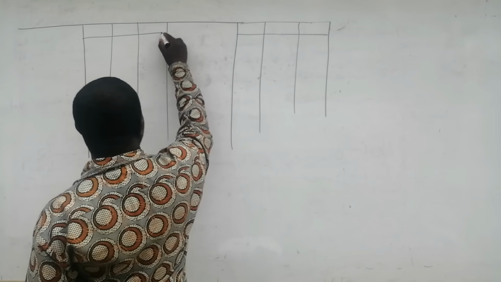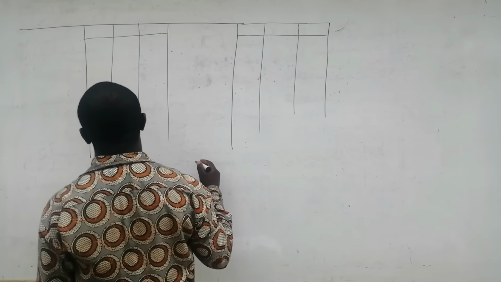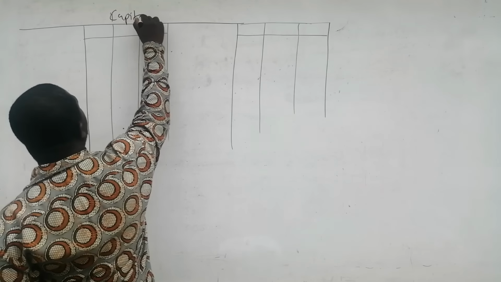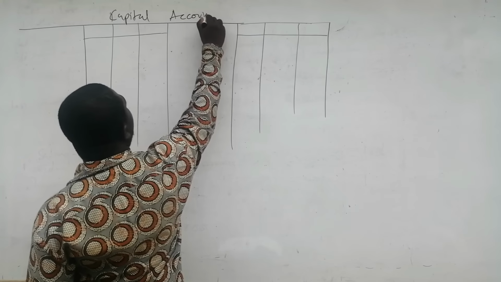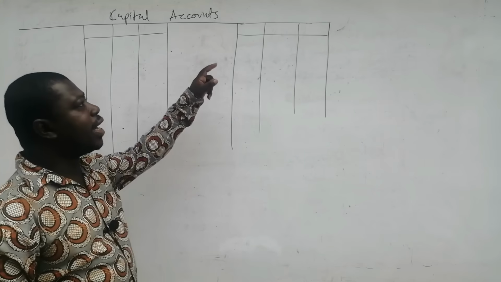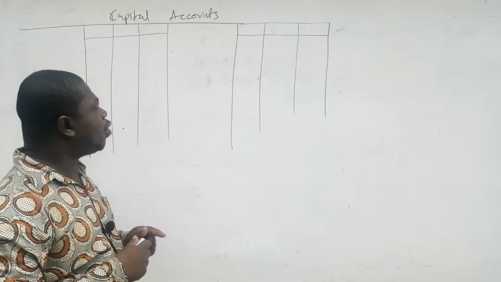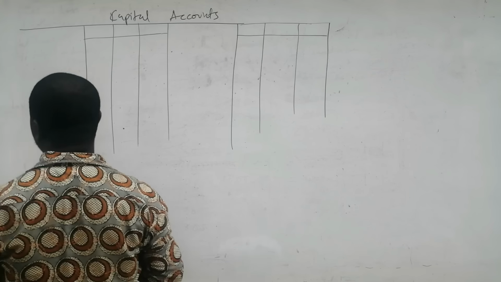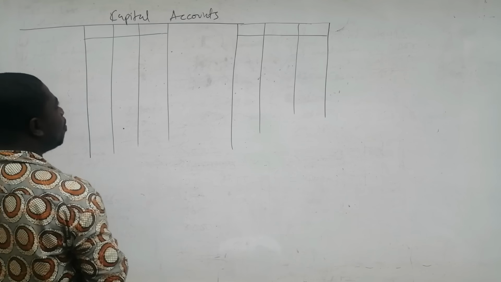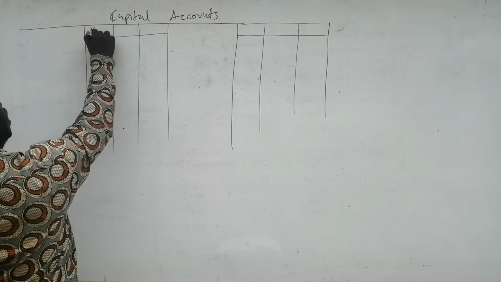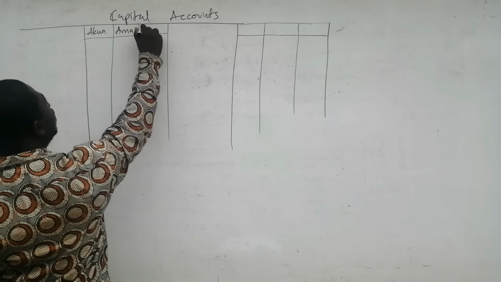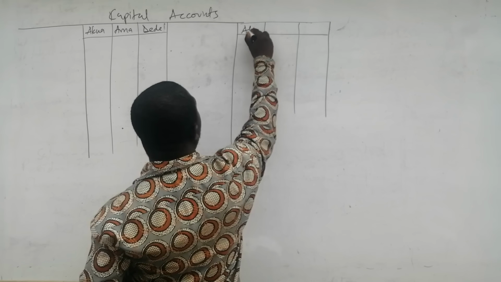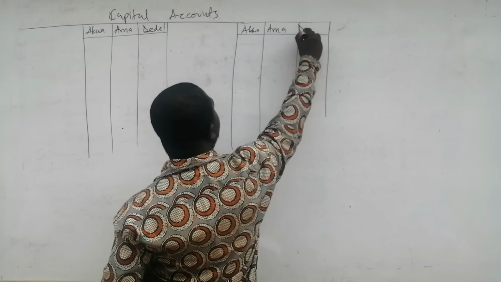So we prepare this in a columnar form, and then we call it capital accounts. I always emphasize that my students should add the S, because these are three accounts in one. So you put the S there to show that you are working in the plural form. So Equia, Ama, and Dede.